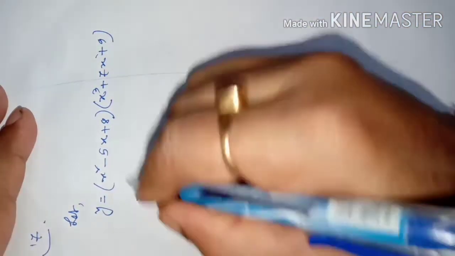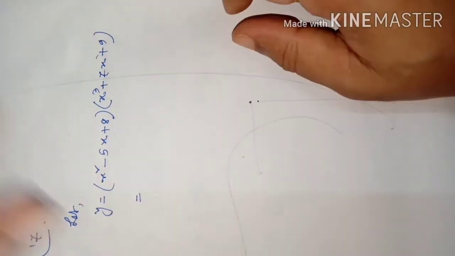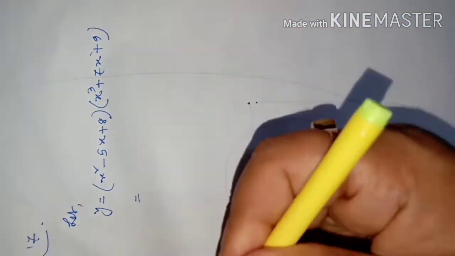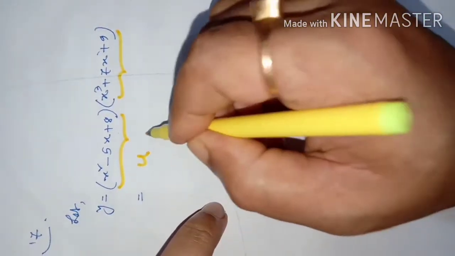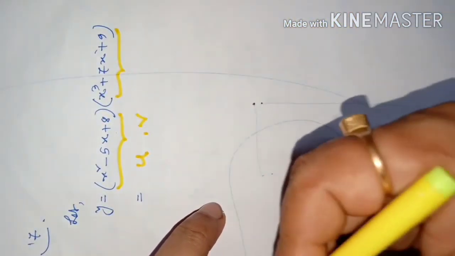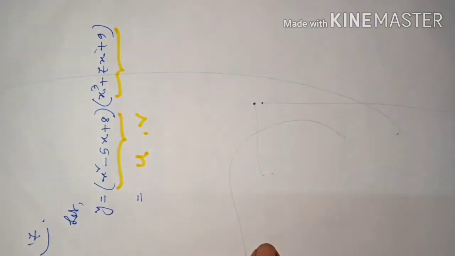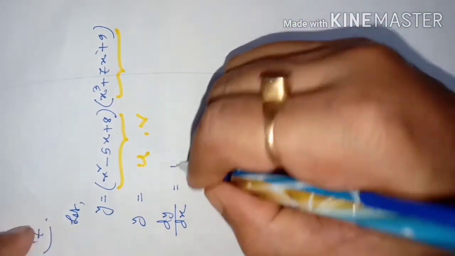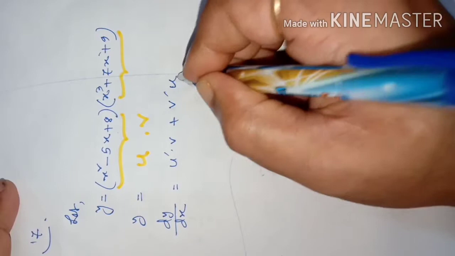Suppose we consider this x square minus 5x plus 8 as U, this part as U, and this part as V. Then according to the U into V product rule, we can find dy by dx. dy by dx will be equal to U dash V plus V dash U. This way you can proceed.